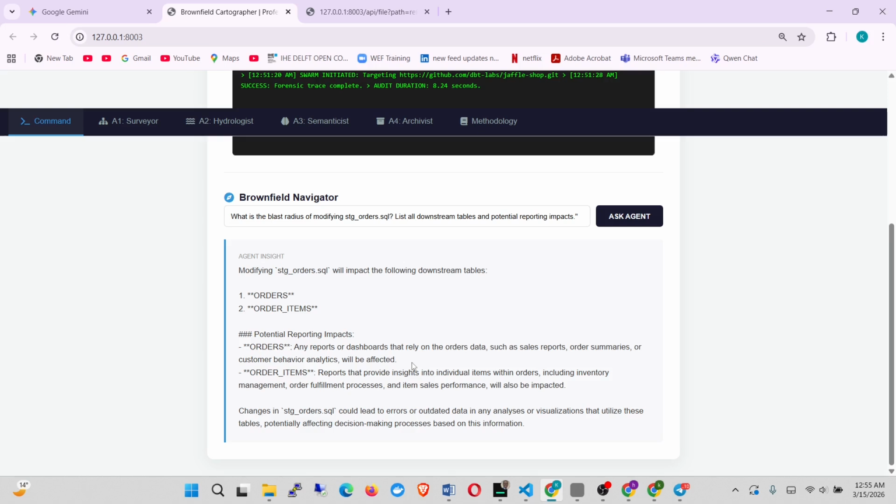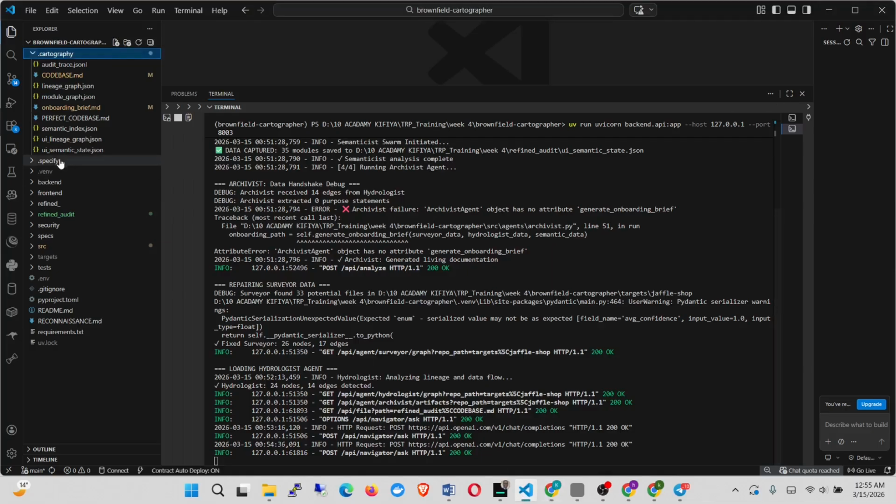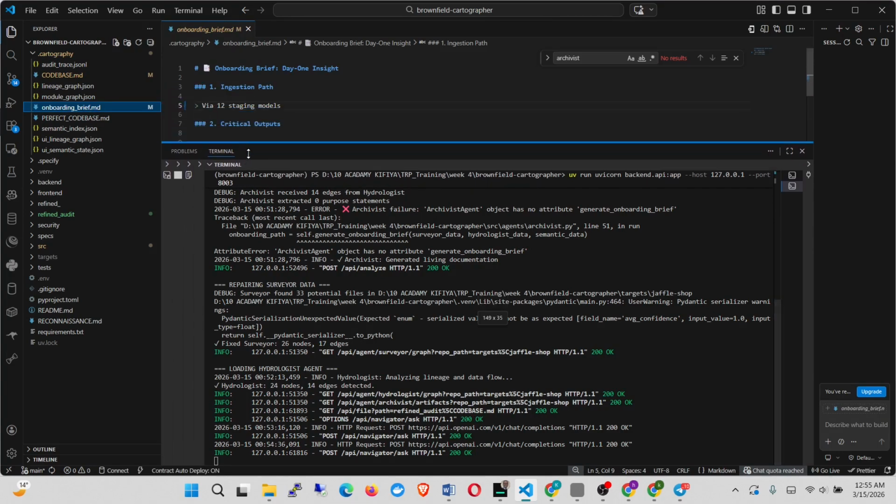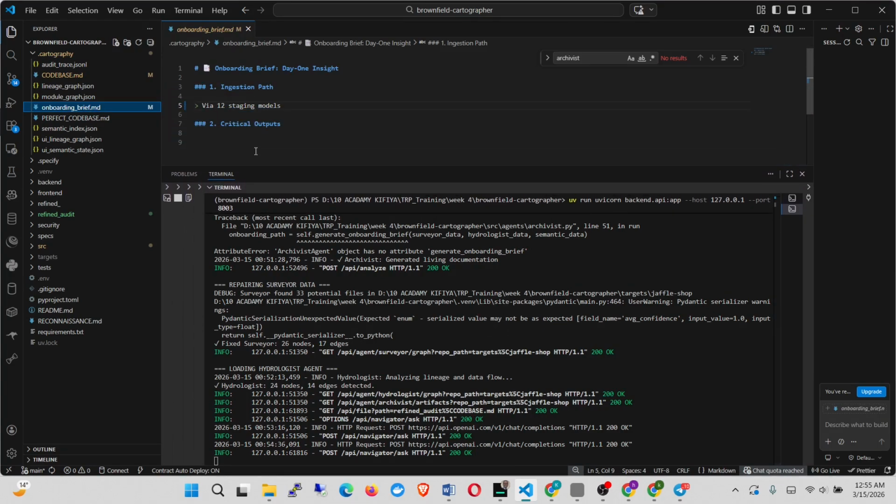The next step is a day one brief. After mapping the structure and the flow, now I need to transform this data into institutional memory for a new engineer. If one person is opening the onboarding brief.md, he can see some very important points. For this specific project, I put one point. Let me open the cartography onboarding brief.